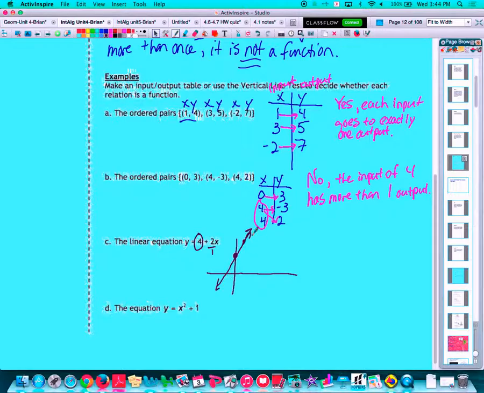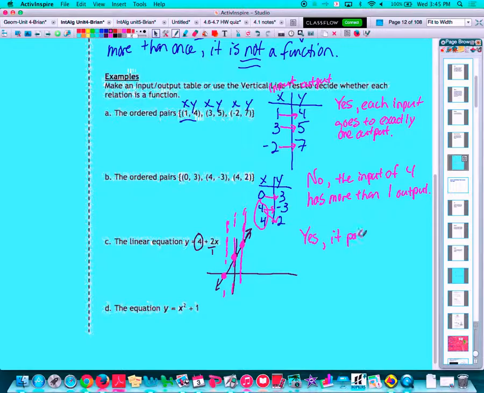Now for a linear equation, to determine if it's a function or not, we use something called the vertical line test. So basically, if you draw a bunch of vertical lines straight up and down through your graph, if those vertical lines ever cross the graph more than once, then it's not a function. Now this vertical line right here only crosses the graph once. This vertical line in the middle crosses the graph once. This vertical line here crosses the graph once. So this is a function, yes.